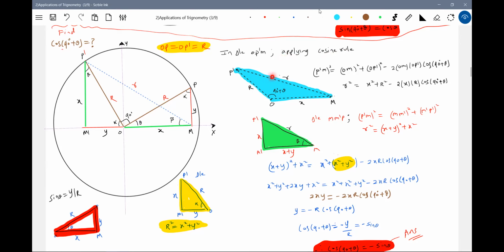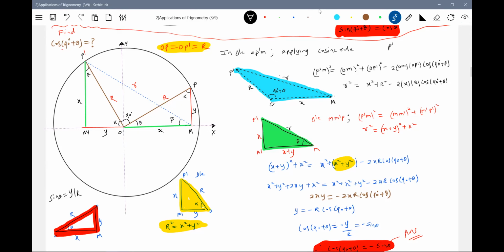So the side length, P dash M whole square, should be equal to OM square plus OP dash square minus 2 times OM into OP dash cosine of the angle between OM and OP dash. What is the angle between OM and OP dash? It's 90 plus theta, right? Cos of 90 plus theta. What is P dash M? It should be equal to small r. OM is what we took, small x, and OP dash is capital R.